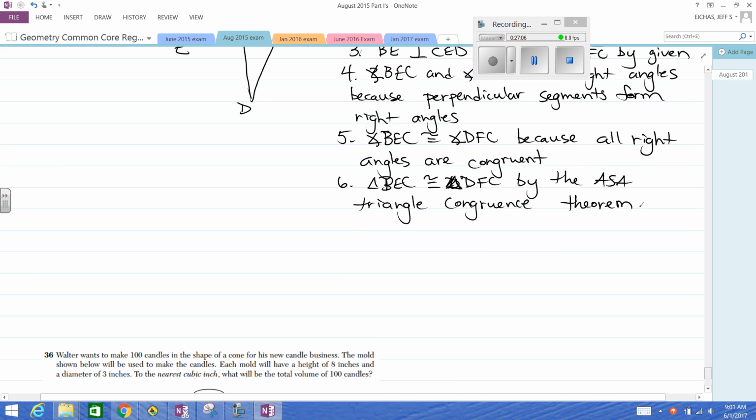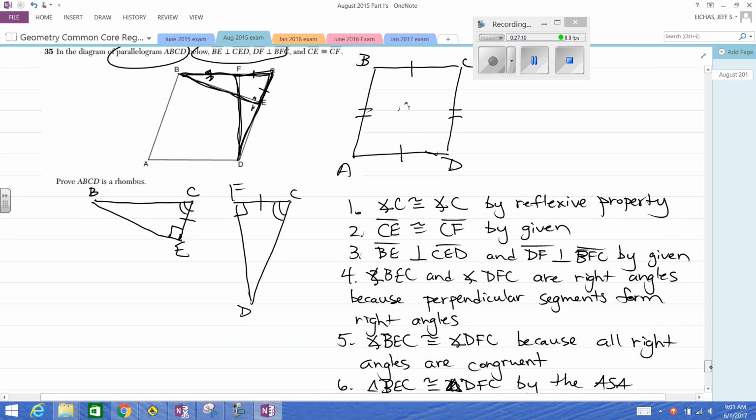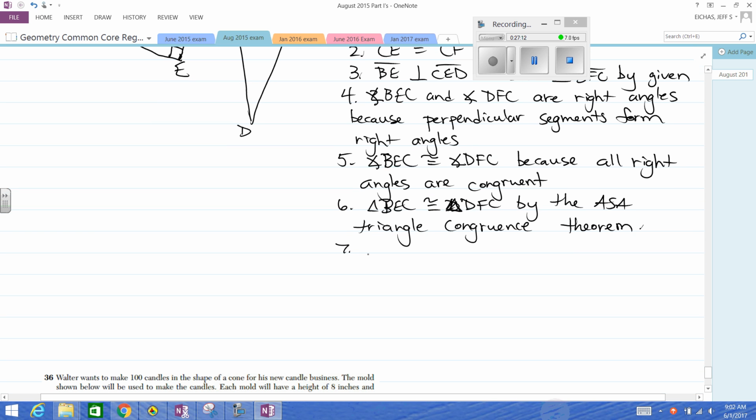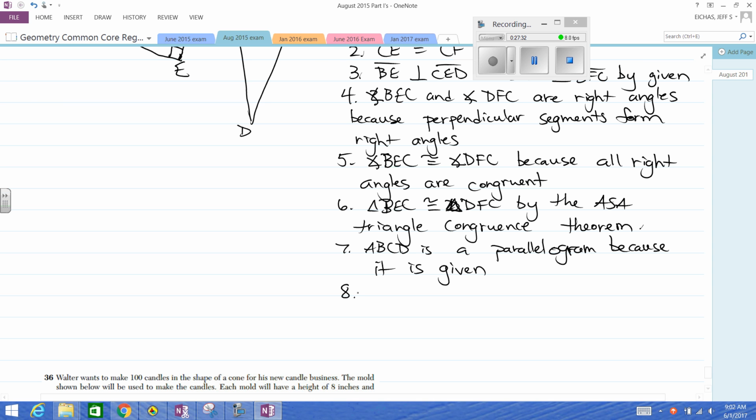Now we got to go back to the idea that it's a parallelogram, and then we'll show you how to step it up. So we're going to use ABCD is a parallelogram because it's given. Now this is where it gets a little weird. Oh, whoops. This was bad order. I should have switched these, but it's not a big deal.